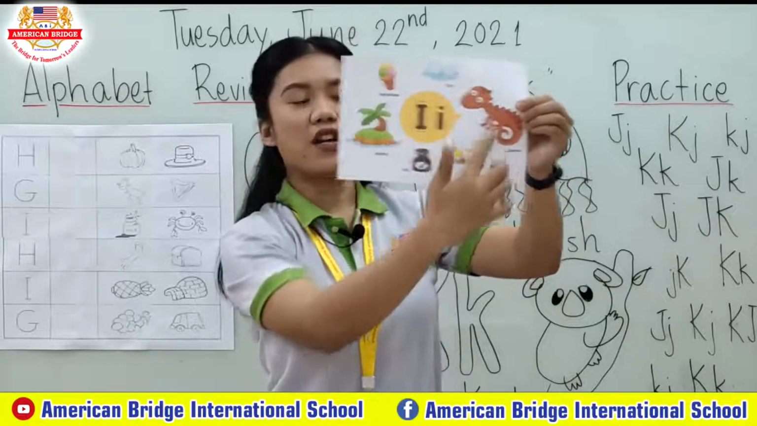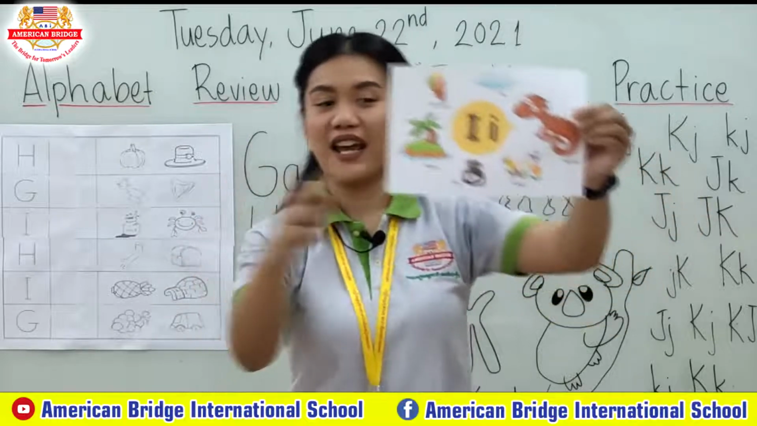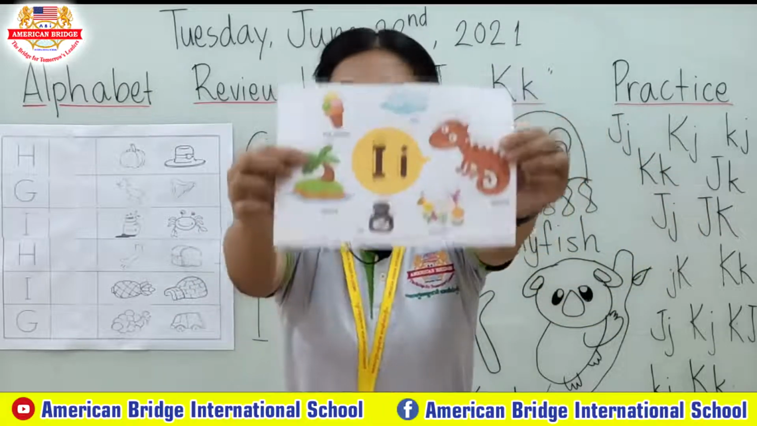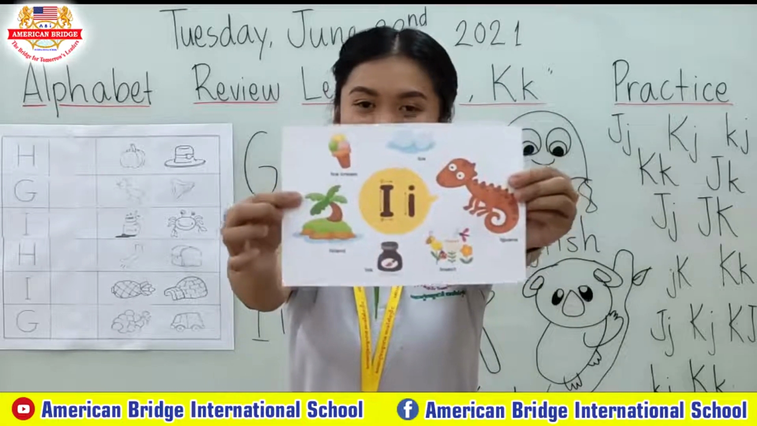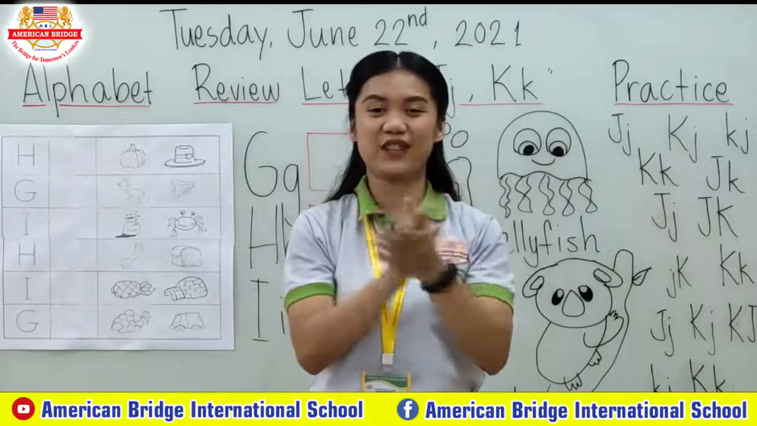So, these are the things and animals that begin with the letter I. So, don't forget, okay? Very good, everyone. Clap for yourself.